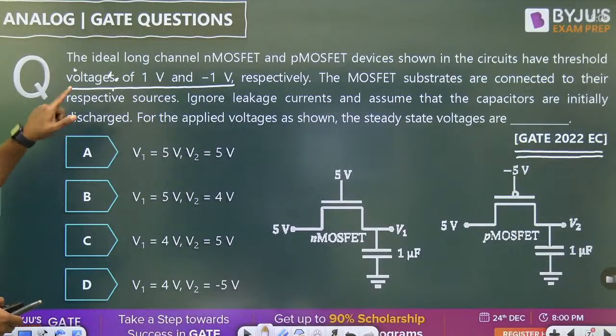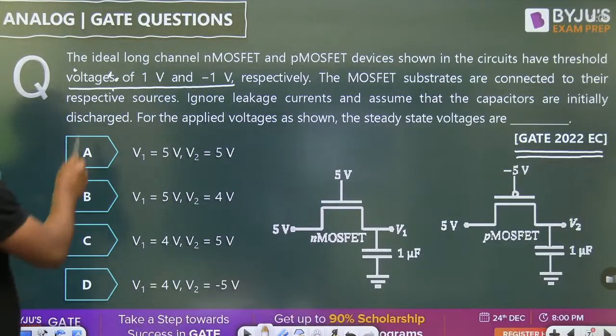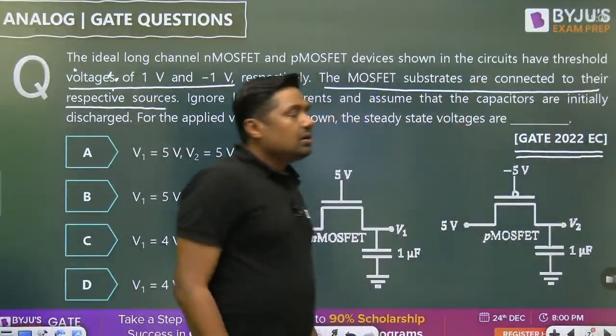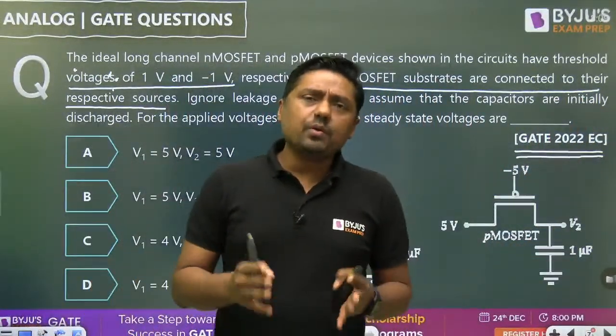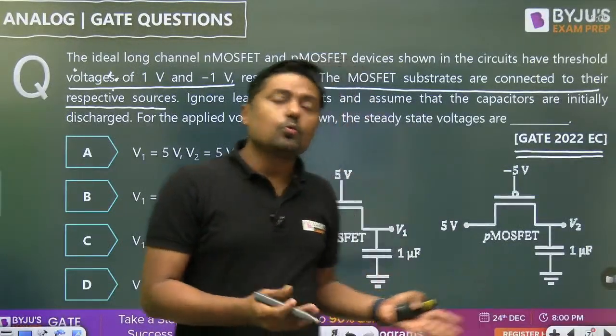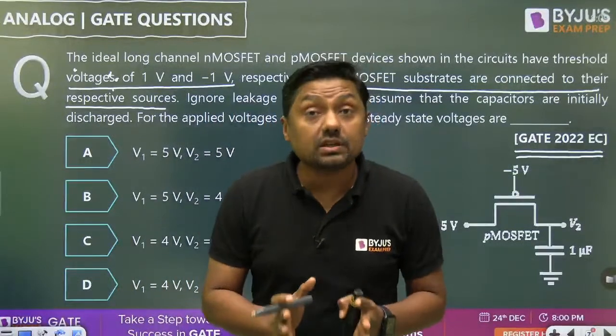The MOSFET substrates are connected to their respective sources. Again, this point is redundant. Okay, in every MOSFET we are connecting the body to what? Source. To make the source body junction reverse bias.